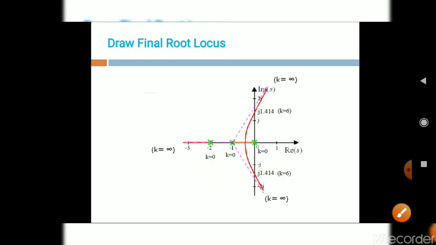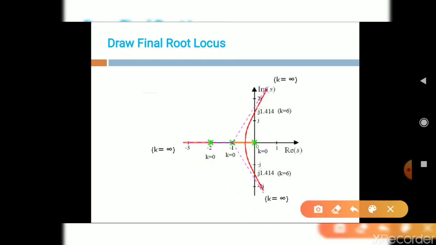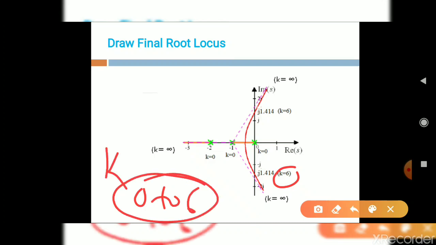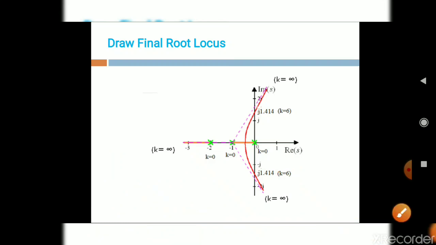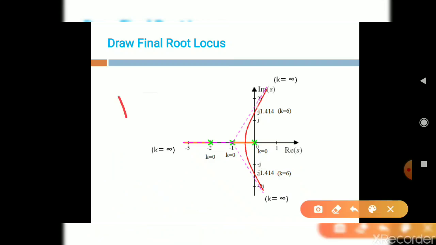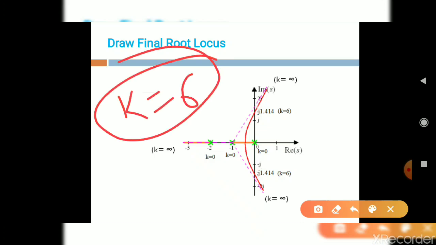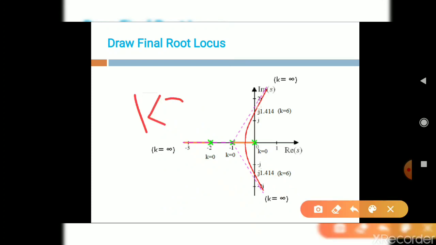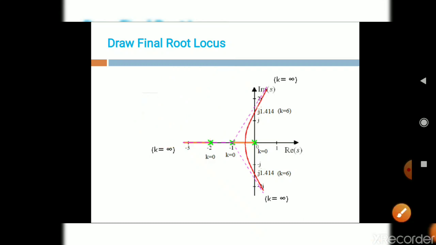Now one can determine the stability of this system. Observe the value of k. K marginal is 6, which means between 0 and 6 the system is stable. Whenever the gain k is varied from 0 to 6, the system is absolutely stable. At k equal to 6 it is marginally stable, and if k is greater than 6, then the system is unstable. In this way you can comment on the stability of the system.